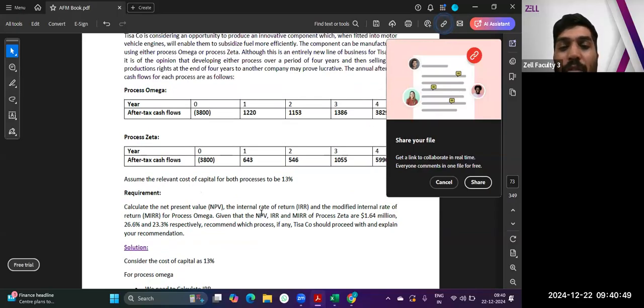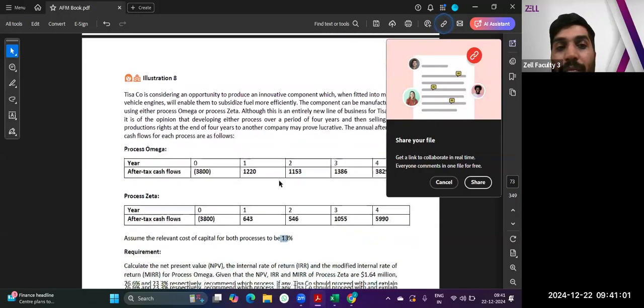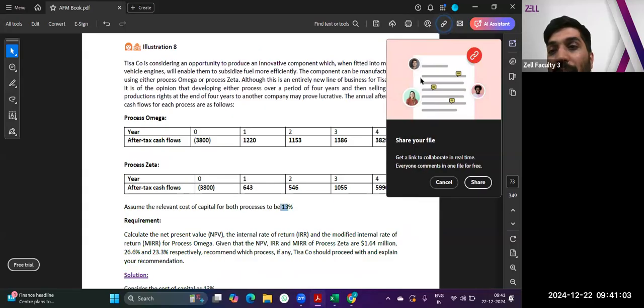It is asking us to calculate NPV, IRR, MIRR. Okay. This is also a past exam paper. Considering the cost of capital is 13%, I'll give you 10 minutes. Can you try and solve it by yourself? I'll ask any one of you to present.